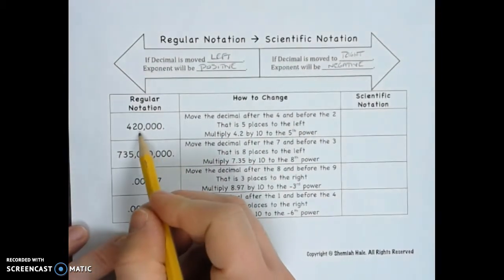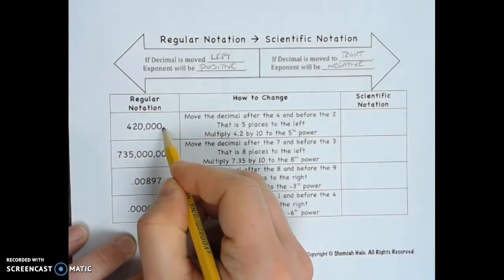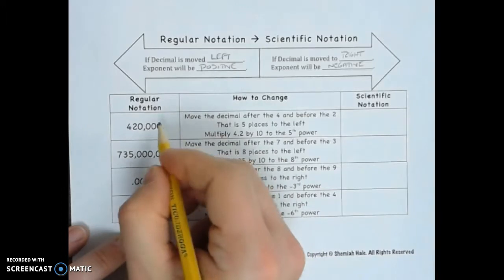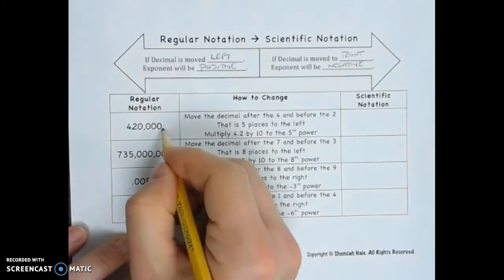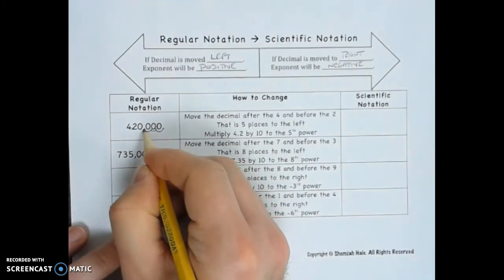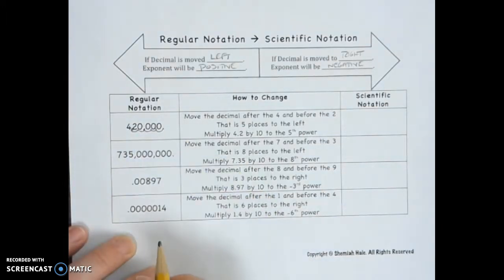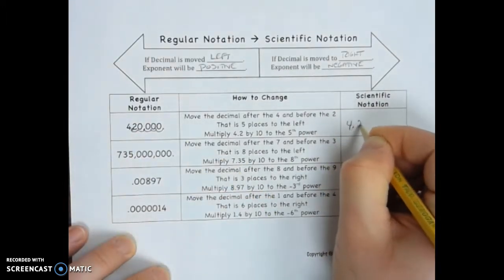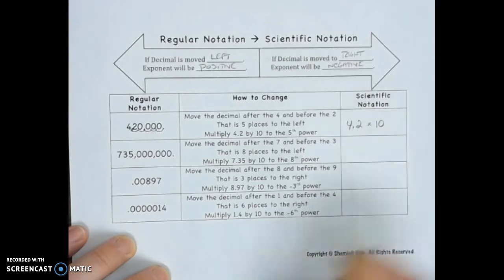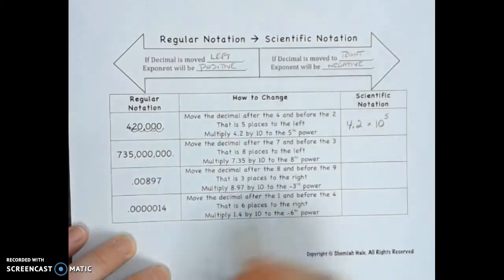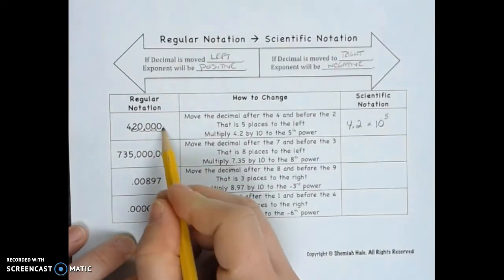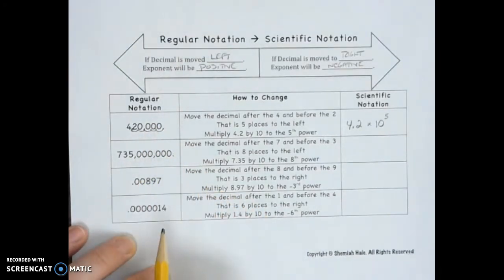So for this number, 420,000, my decimal point is here at the end of the zeros. I have to create a number that's between 1 and 10. And so to do that, I'm going to have to move my decimal point so that it's right here between 4 and 2. So I'm going to count 1, 2, 3, 4, 5 times I moved the decimal. So this is going to become 4.2 times 10, and I moved it 5 times. And it's going to be a positive 5 because I moved my decimal to the left.